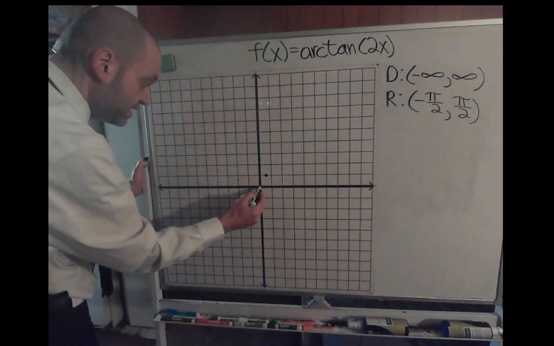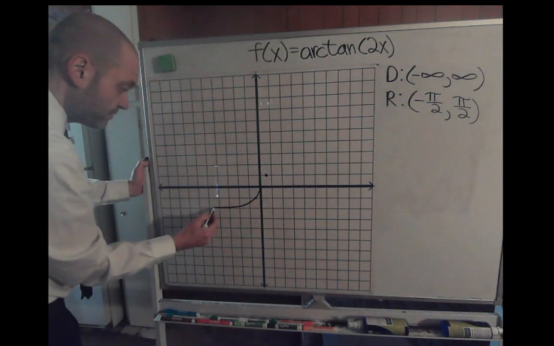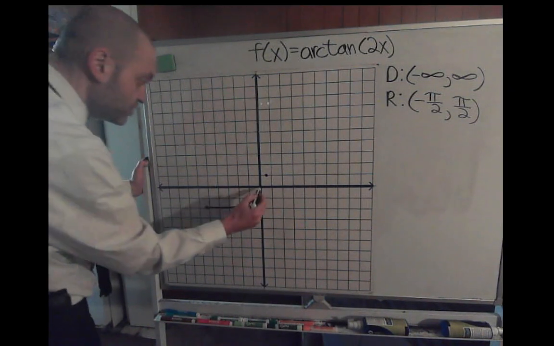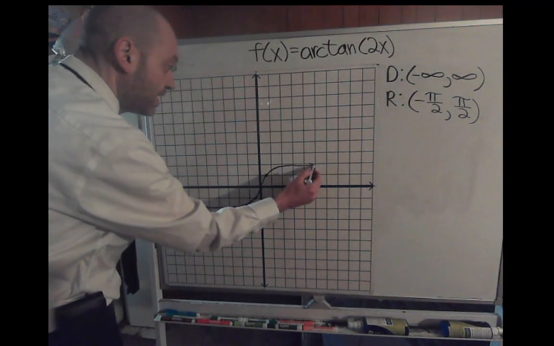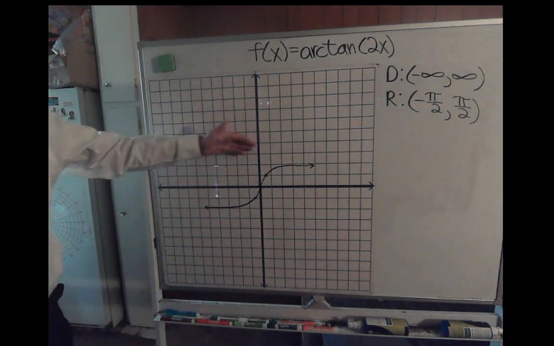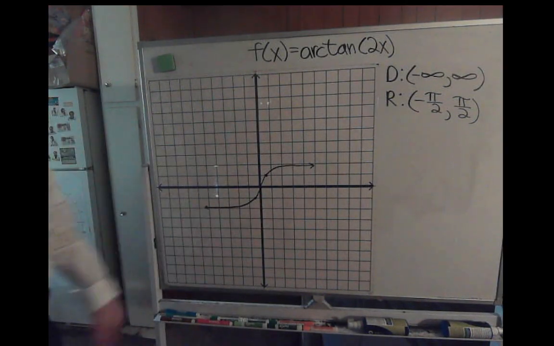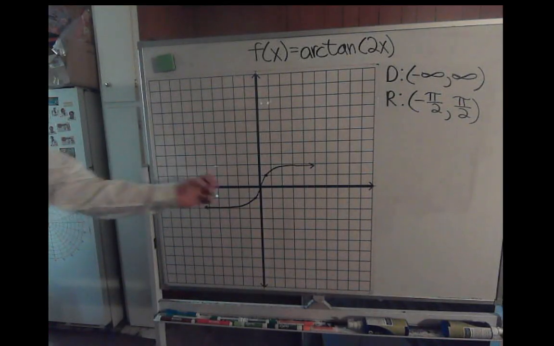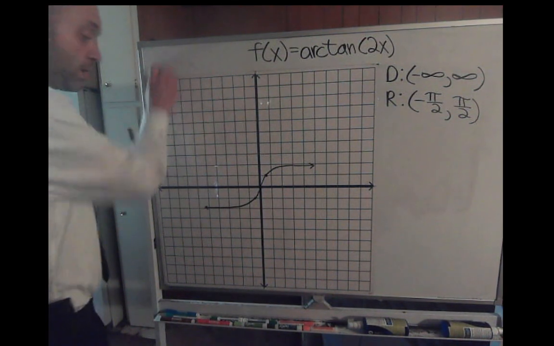So as you see, this is going to horizontally shrink my normal graph of the arctangent of x. And then I still have horizontal asymptotes at y equals pi over 2 and y equals -pi over 2. So I've horizontally shrunk this a bit. That's really all that did. And I've got one more and we're done.